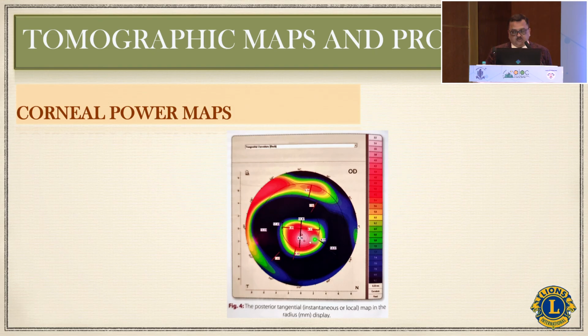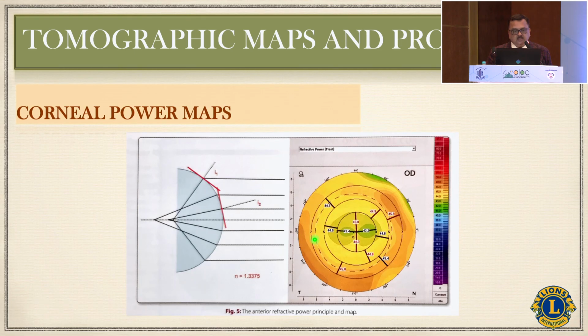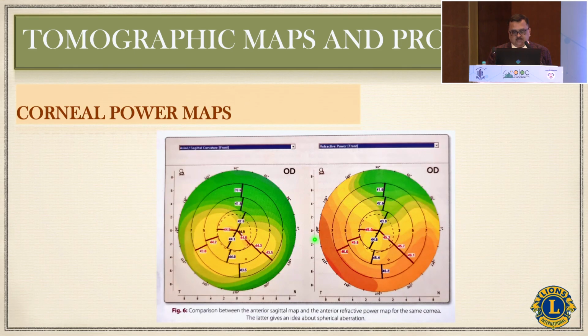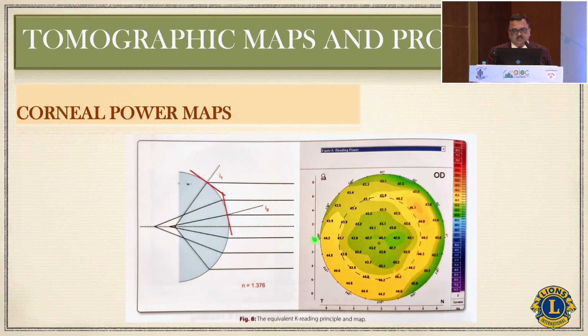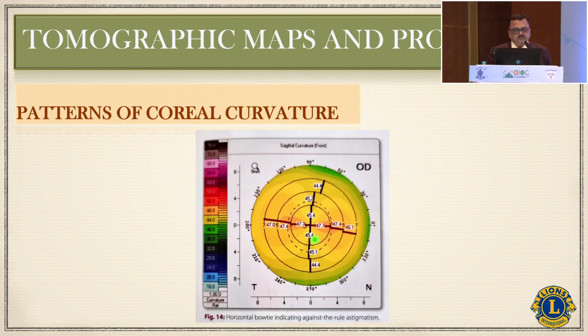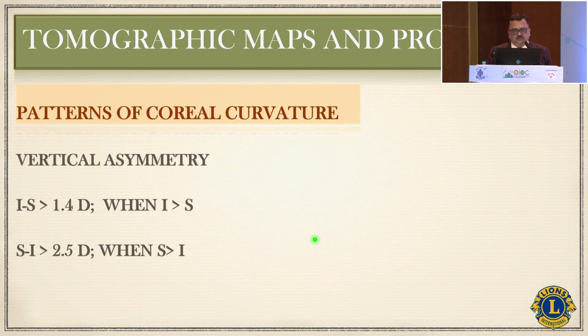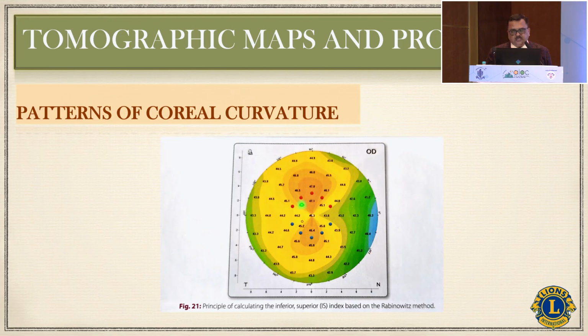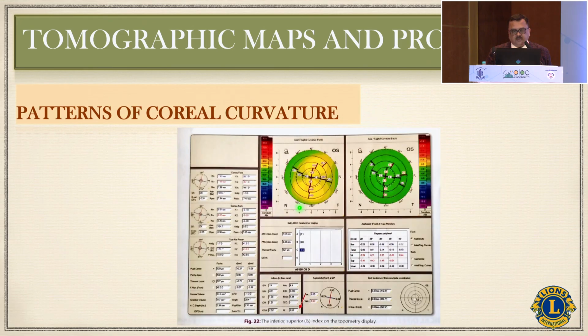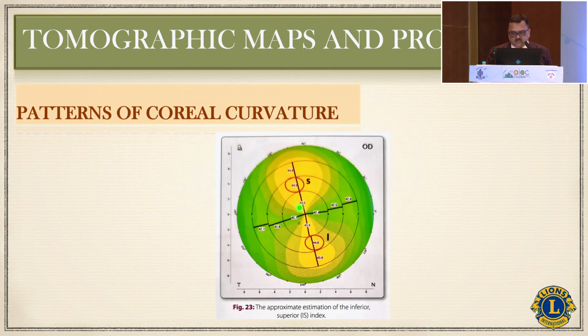Kindly conclude. So posterior tangential map is a precursor for the ectasias. Corneal power maps, the difference gives the spherical aberrations. Inferior superior symmetry, we take Rabinowitz method, 5 points at 1.5 millimeters away. This is the average method. We take in the second circle, decrease it.